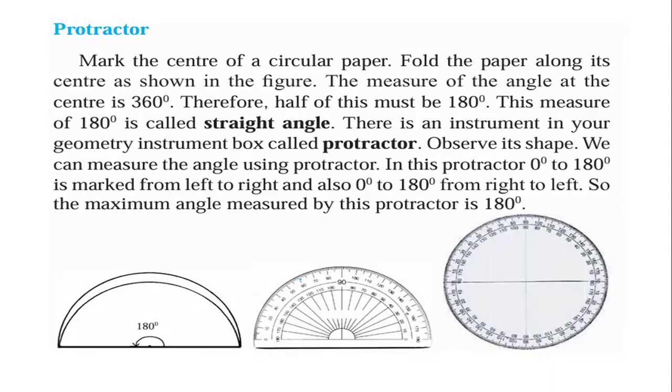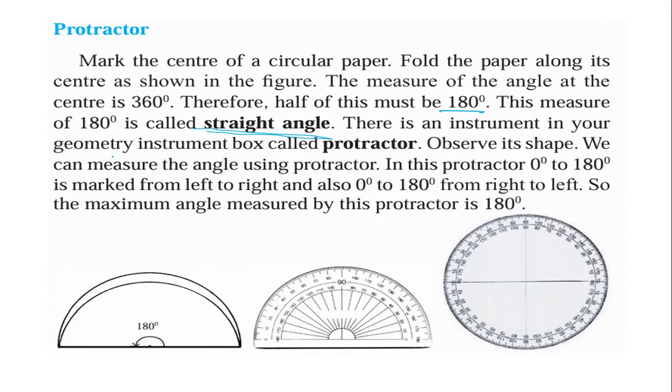Protractor. This is a protractor. See, mark the center of a circular paper. Fold the paper along its center as shown in the figure. The measure of the angle at the center is 360 degrees. Therefore, half of this must be 180 degrees. This measure of 180 degrees is called a straight angle.